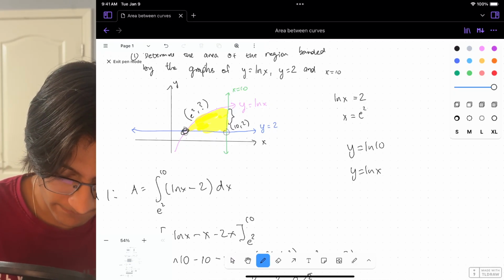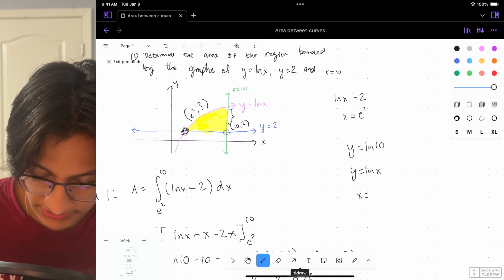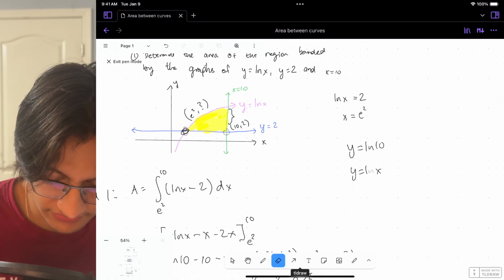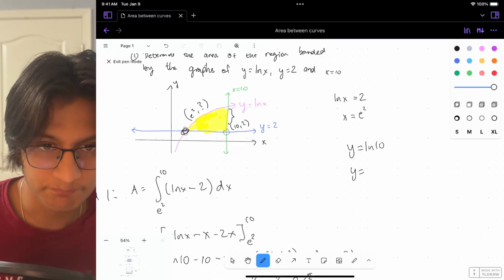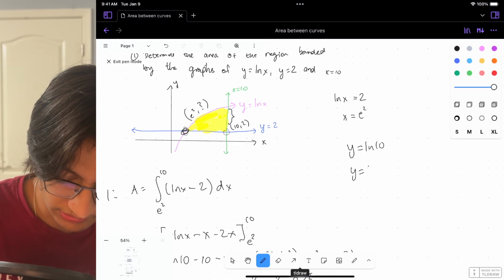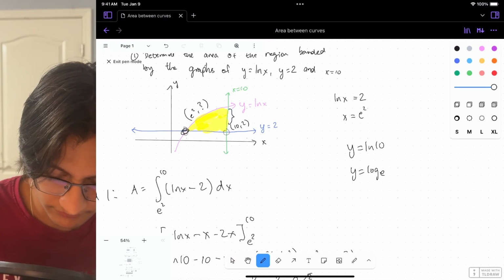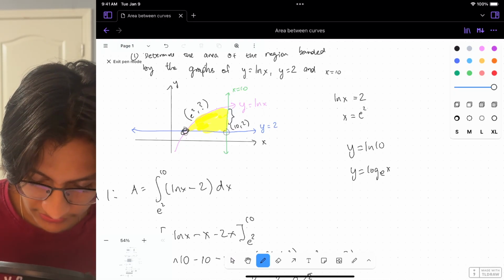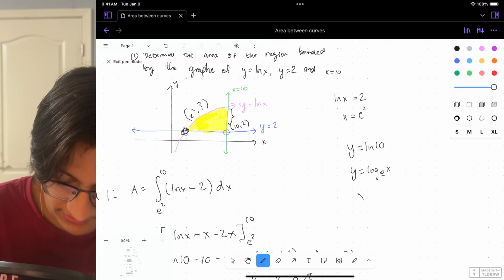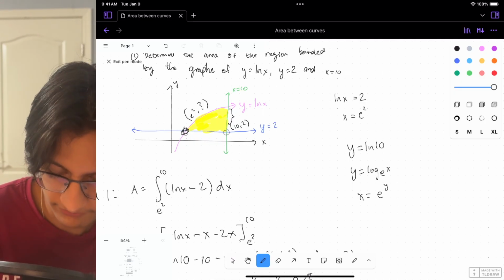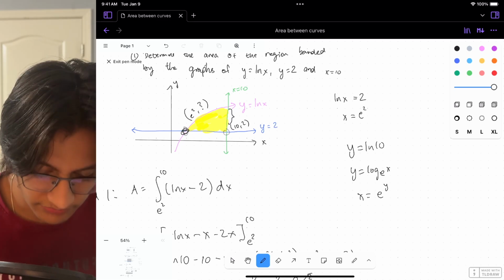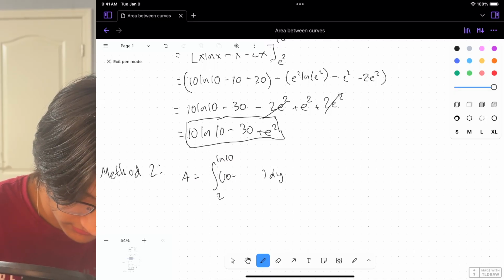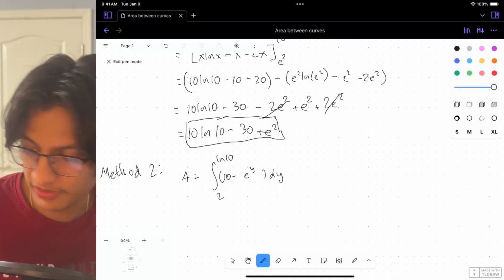So then x will be, but remember ln x, okay, I'm kind of confusing you guys a little bit. So ln of x, remember, that's just log base e of x. That means that if we want to solve for y, x is simply e to the y. Intuitively, that makes sense, right? So 10 minus e to the y dy.